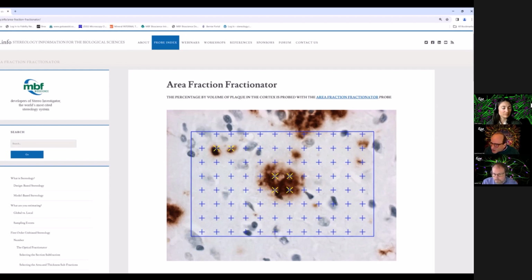You know, if you're counting something that's punctate and you've collected it with a confocal, then you're going to be able to get away with smaller dissectors.